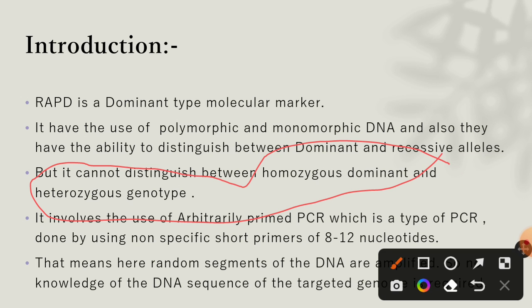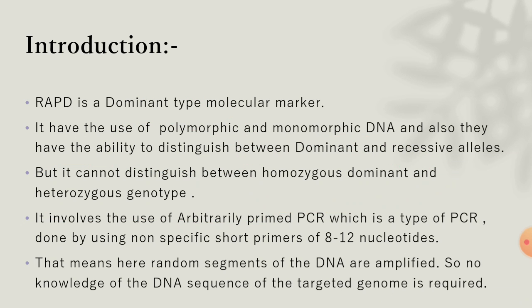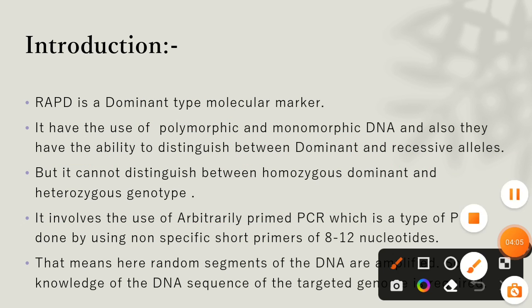Homozygous means homozygous dominant. Mind it very carefully. You may have heard that it cannot distinguish between homozygous and heterozygous genotype, but that answer is unclear, because it can distinguish between homozygous recessive and heterozygous. But it cannot distinguish between homozygous dominant and heterozygous. Okay, so I hope it is clear now.